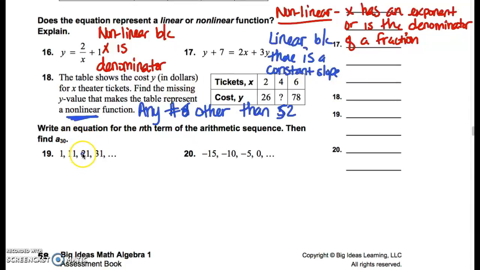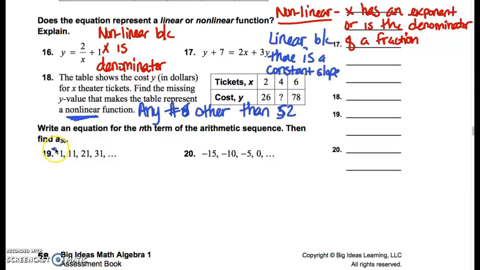Now, 19 and 20. We have to write an equation, and it says for the nth term. So what that means is we could use that equation to figure out any number term in that sequence. We could use it to find the 30th term. We could use it to find the 77th term. We could use it to find the 521st term. N could be any number. But it says, and then we need to find A with a subscript of 30. That means we need to find the 30th term in this sequence.